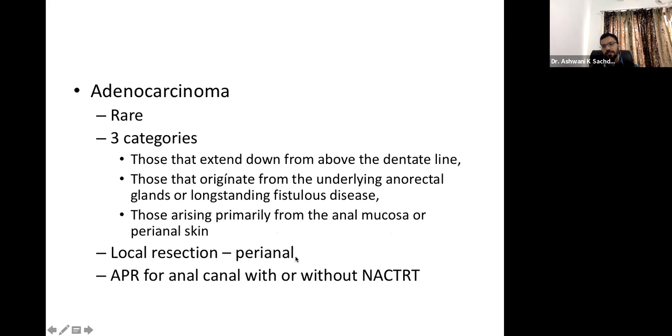And for perianal cancers, if they can be resected completely without damaging the internal sphincter, local resection is the preferred modality of treatment for those adenocarcinomas. And for those which involve the internal sphincter and are lining the anal canal, treatment is similar to rectal cancer. After neoadjuvant chemoradiotherapy, APR is done. For a very small tumor, APR can be done without giving neoadjuvant chemoradiation.